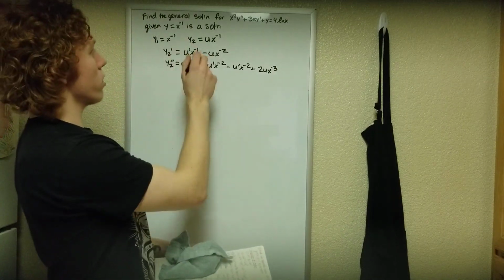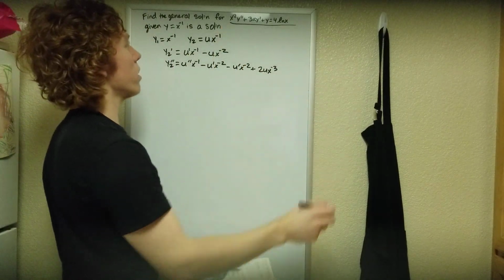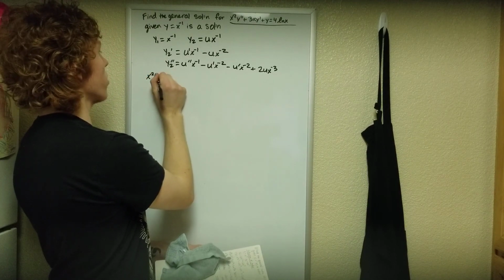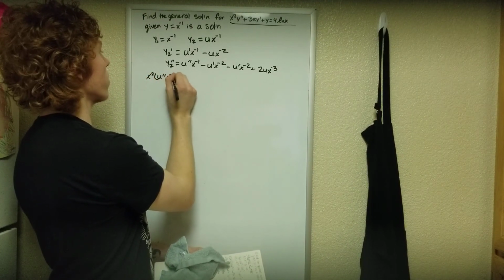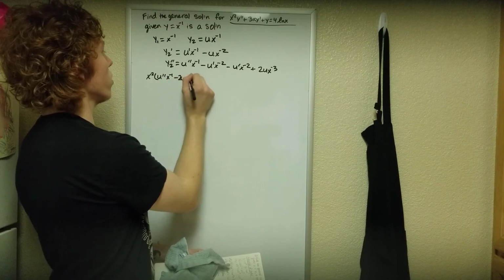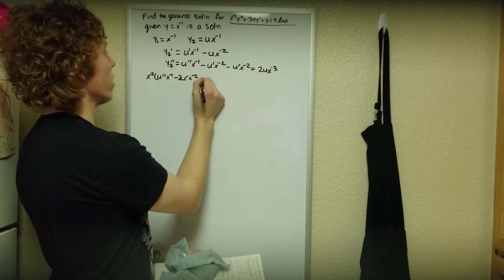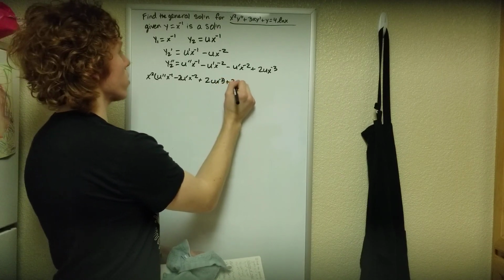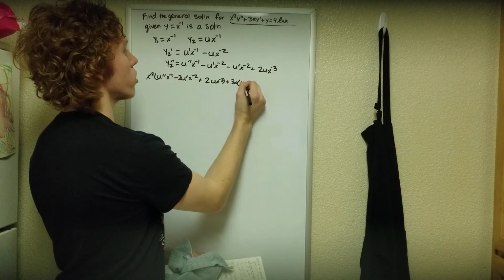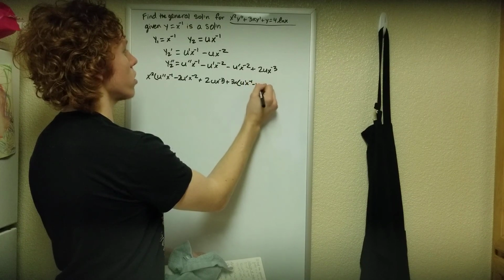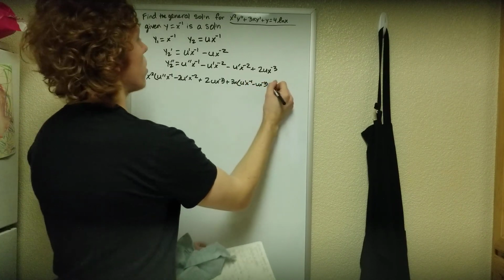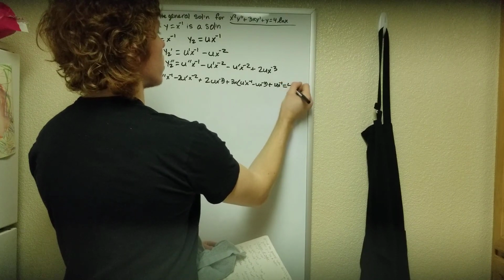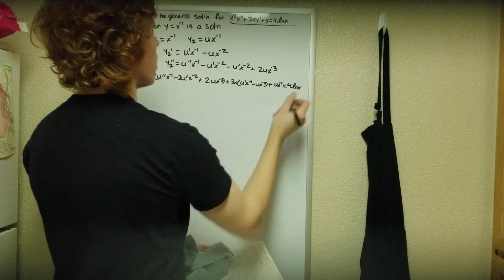All right, and these just need to get plugged back into this equation right here. So we end up with x squared times y double prime, which is u double prime x to the negative 1, minus 2u prime x to the negative 2 plus 2u x to the negative 3, plus 3x times y prime, which is u prime x to the negative 1 minus u x to the negative 2, plus y, which is u x to the negative 1, is equal to 4 natural log of x.